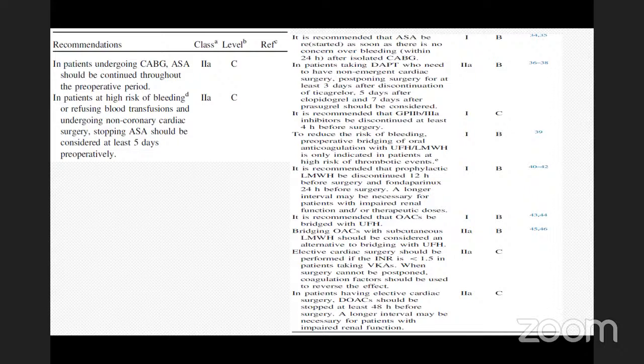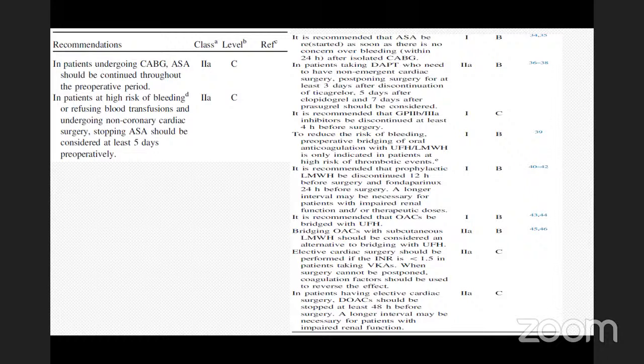In patients taking antiplatelets who need surgery, postponing surgery for at least 3 days after discontinuation of ticagrelor, or 5 days after discontinuing clopidogrel, and 7 days after prasugrel, as we mentioned in the chart. This is class 2A, level B. It's recommended that the GP2b3a inhibitors be discontinued at least 4 hours before surgery. This is class 1, level C.